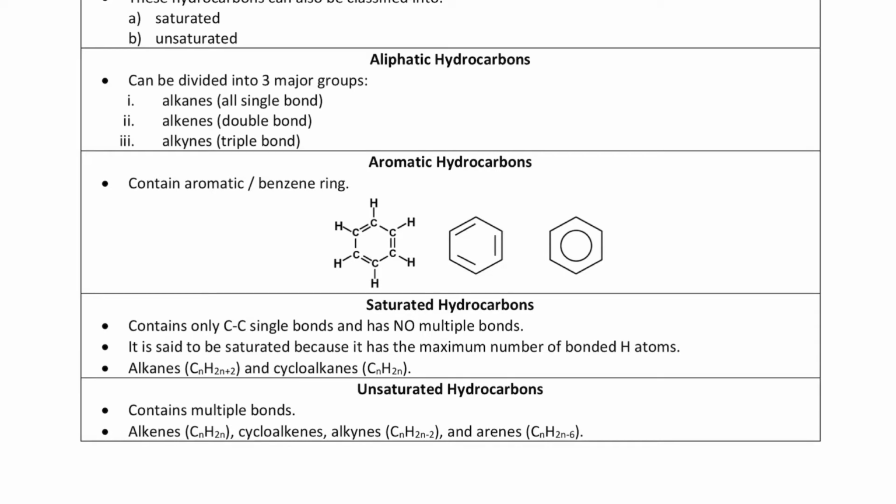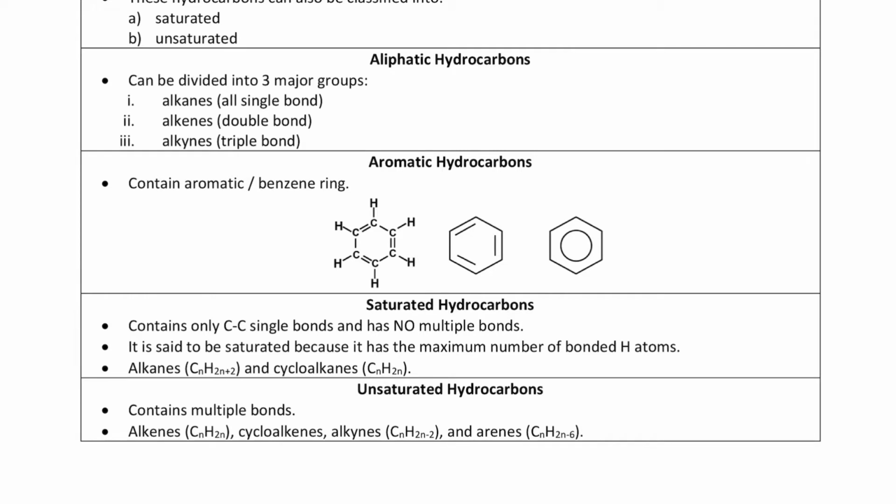And then saturated hydrocarbon pula apa? Ini zaman sekolah menengah saya sudah dengar dah. Saturated hydrocarbon contains only carbon-carbon single bond and no multiple bond. That means tak ada carbon-carbon double bond, tak ada carbon-carbon triple bond, only single bond. It is said to be saturated because it has the maximum number of hydrogen atoms. Dulu masa zaman saya sekolah, saya always wondering why we call it saturated. Apa yang saturated? Saturated kan tepu kan? So yang saturatednya adalah hydrogen atom tu yang banyak. So that's why nama dia saturated hydrocarbon.